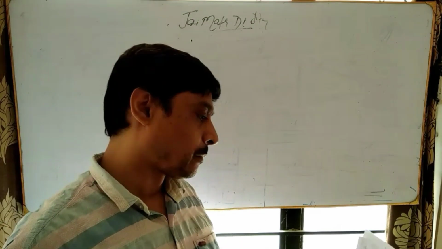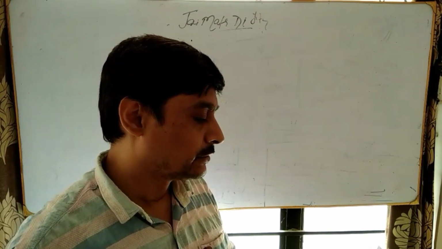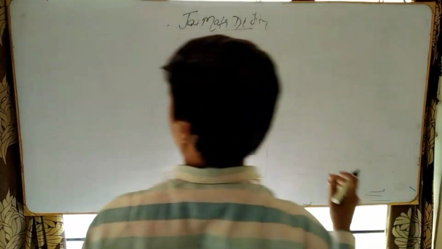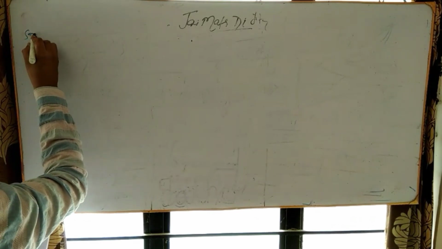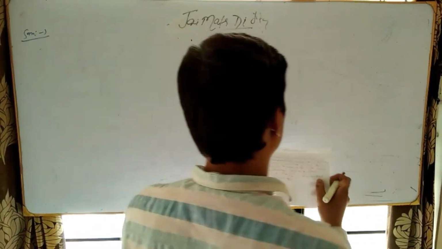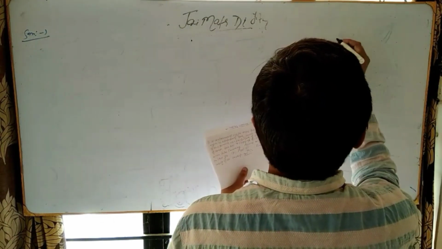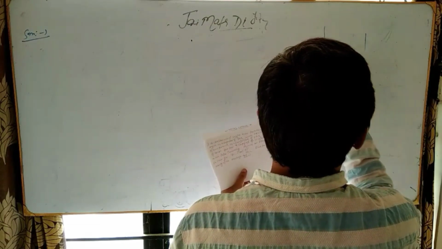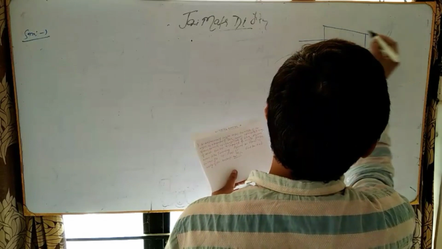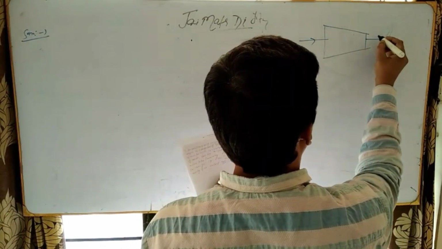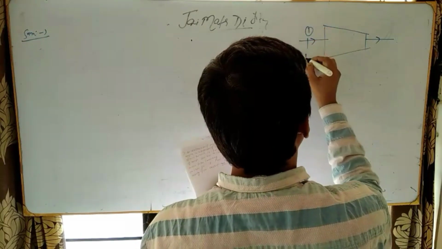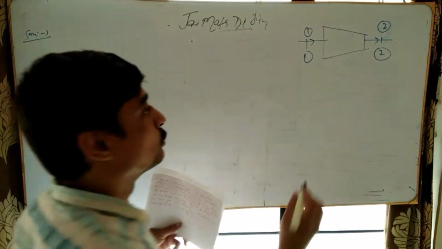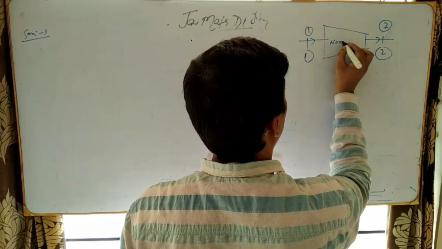Welcome back. I'm solving this numerical. Suppose this data, basically air enters into, let us suppose this is the nozzle. Air enters into the nozzle. This is the entry point. This is the exit point. This is the nozzle, right?